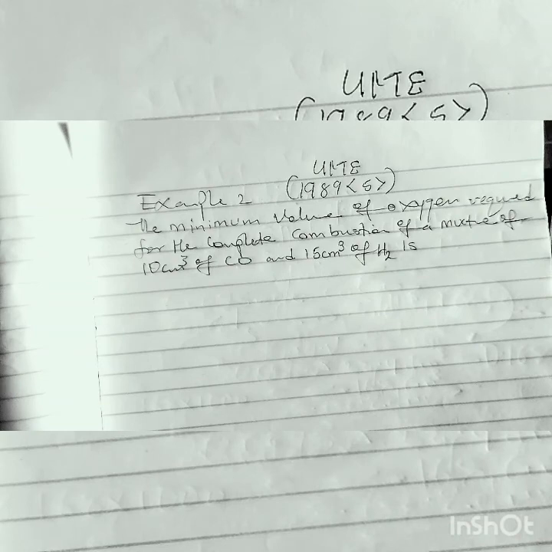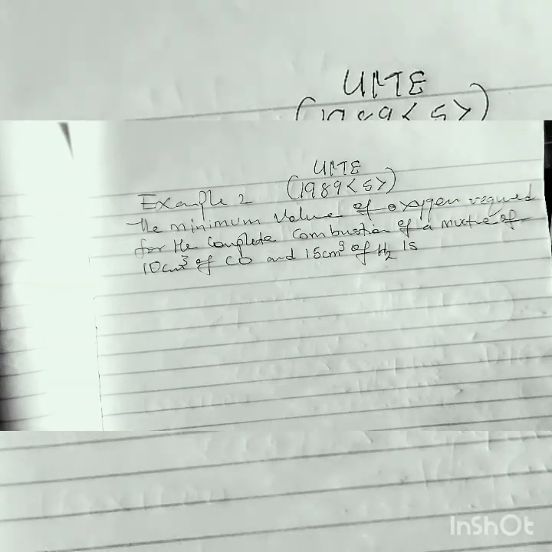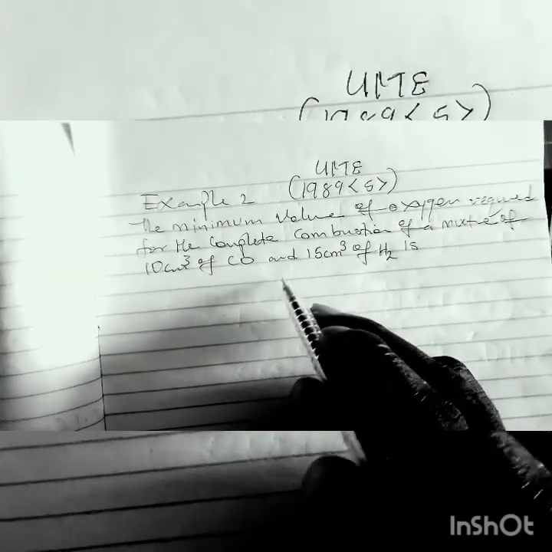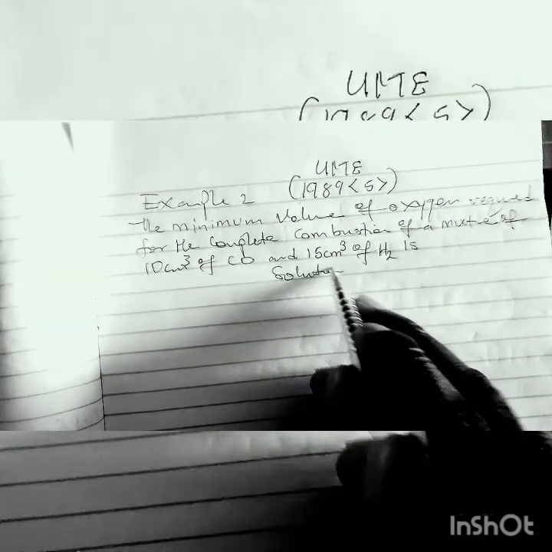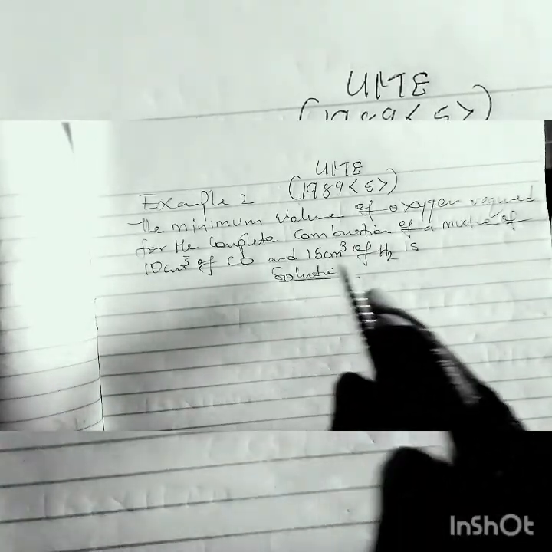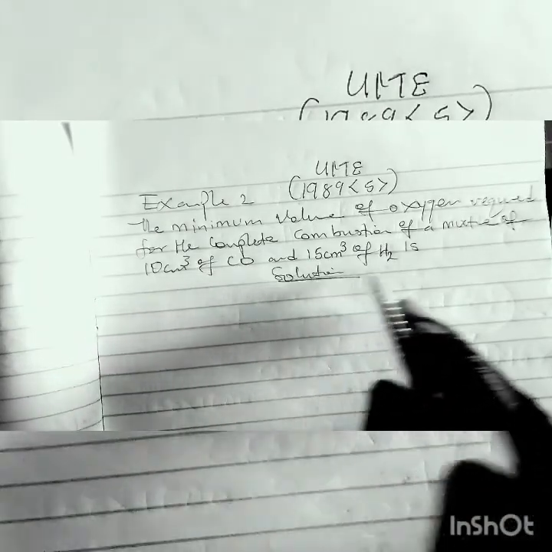The question says the minimum volume of oxygen required for the complete combustion of a mixture of 10 cm cube of CO and 15 cm cube of H2 is, let me recap it, the minimum volume of oxygen required for the complete combustion of a mixture of 10 cm cube of CO and 15 cm cube of H2 is. Now in the question, what are they trying to say? Solution. The solution to the question, they said the minimum volume of oxygen required for complete combustion of a mixture of CO and what? And H2.